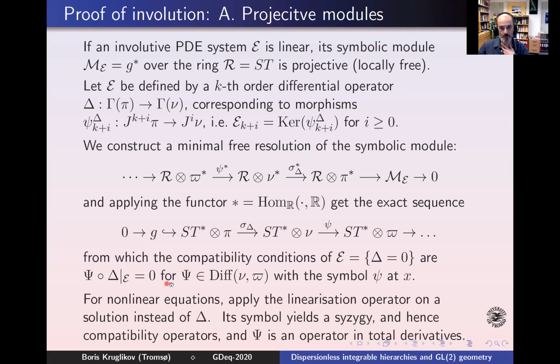But important at this point is the following. If you take this system, then the compatibility conditions can be written as follows. We take delta and compose with psi, where psi is the differential operator with this symbol, and then this has to be zero on the equation. That's all the compatibility conditions for linear systems, right? For nonlinear, you do the same story, but just apply linearization. For quasi-linear, it's simpler because you just freeze the lower jets.